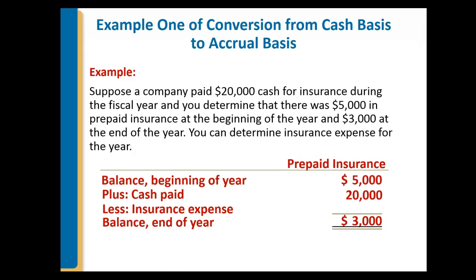If a company paid $20,000 cash for insurance during the fiscal year and you determine that there was $5,000 in prepaid insurance at the beginning of the year and $3,000 at the end of the year, then you can determine the accrual basis insurance expense for the year. Prepaid insurance decreased by $2,000 during the year, so insurance expense has to be $22,000, which is the $20,000 that was paid in cash plus the decrease in prepaid insurance. So you see here, insurance expense of $22,000 completes the explanation of the changes in the balance of prepaid insurance. Prepaid insurance of $3,000 is reported as an asset in an accrual basis balance sheet.